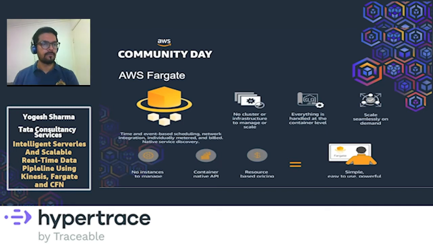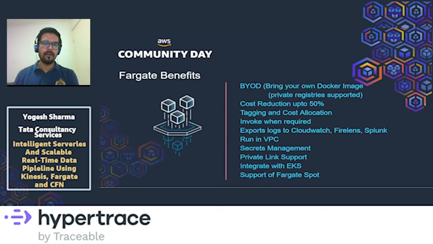There are various benefits involved with Fargate. We can bring our own Docker image, and utilize the tagging and cost allocation functionality with respect to Fargate. We can connect it with various other services that AWS provides, be it secrets management, AWS Parameter Store, or PrivateLink support. We can connect it with the VPC, and use VPC endpoint services to connect it with various different AWS services.